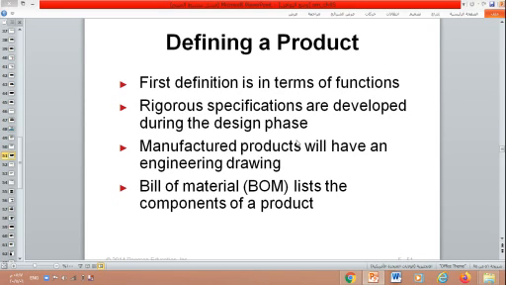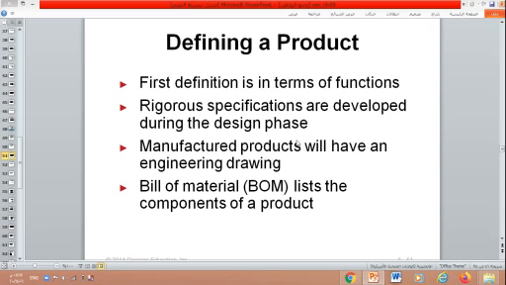A manufactured product will have an engineering drawing. What do we mean by engineering drawing? A drawing that shows the dimensions, tolerance, materials, and finish of components. The engineering drawings will be an item on a bill of material. And what do we mean by a bill of material? It is a list of the components of the product.